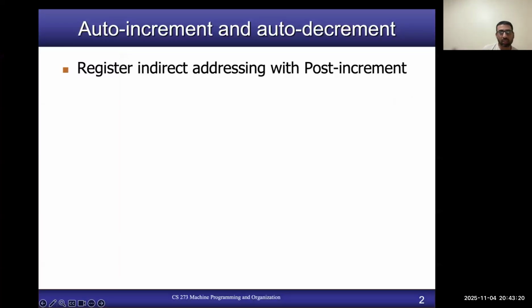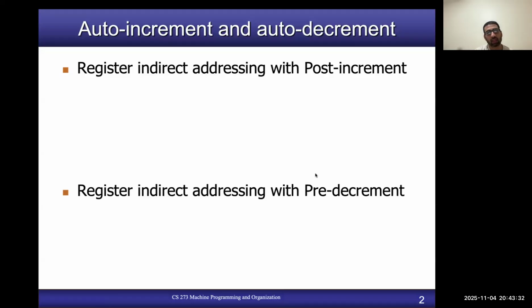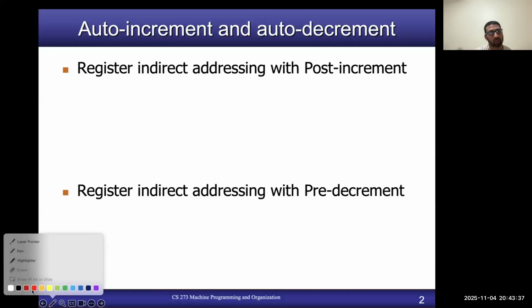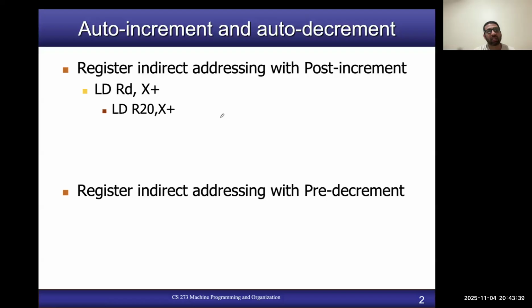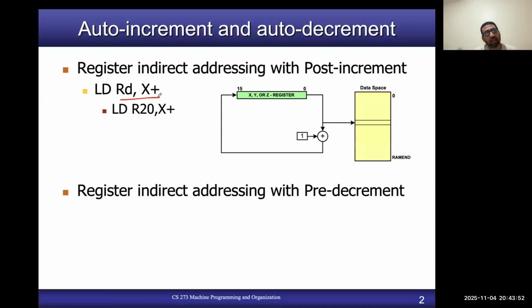Okay, so now there are some variants which we can use with this register indirect addressing mode. The first one is register indirect addressing mode with post-increment. And the other one is register indirect addressing mode with pre-decrement. So what is the meaning of post-increment? Here, this is the syntax: instead of only saying X, you can say X plus, right?